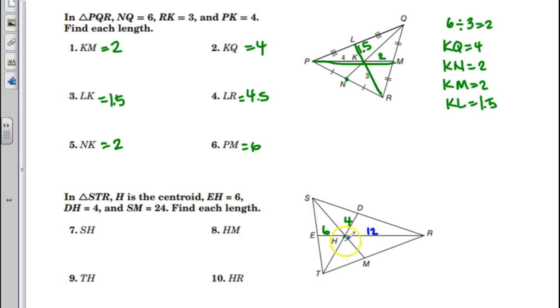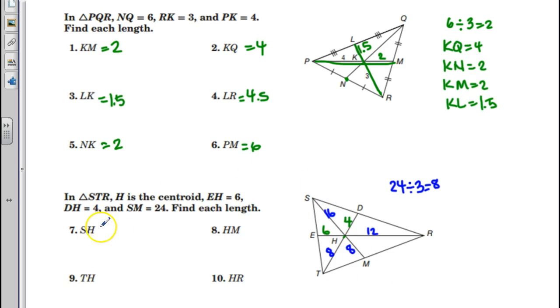All right, so what do you think HT would be? I'll let you fill that in. You can pause the video, fill that in, and you can figure out this one for SM also. Remember, it's in thirds. If this is 4, 4 times 2 is 8. If SM is 24, 24 divided by 3 is 8. That means this little section is 8, and this long section is 8 times 2 or 16, and those add to 24. So we're good to go.